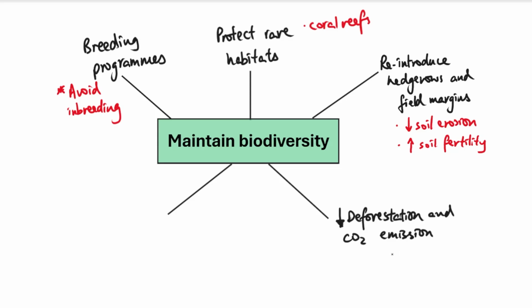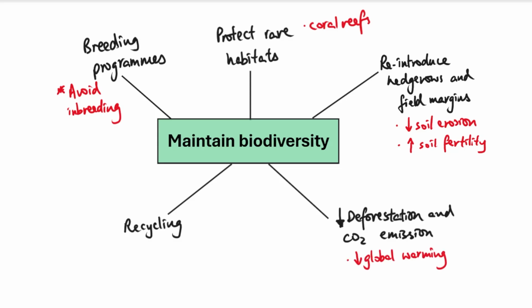A fourth method is to decrease deforestation and reduce CO2 emission. As we mentioned earlier, deforestation will release more CO2 to the environment, and through combustion of fuel, we are also releasing CO2. So we can try to reduce both of these things to reduce the level of CO2, which means fewer greenhouse gases. Global warming can slow down a little bit.